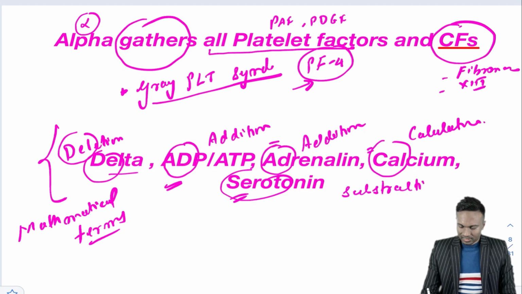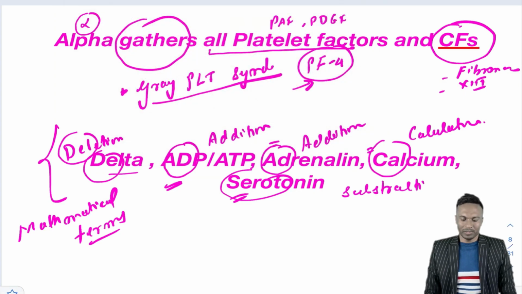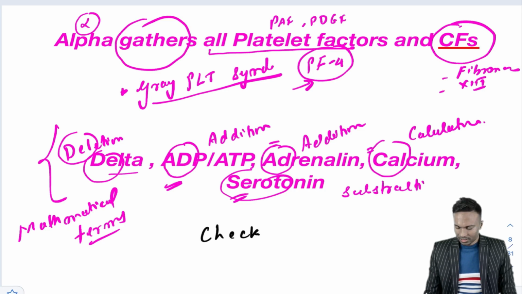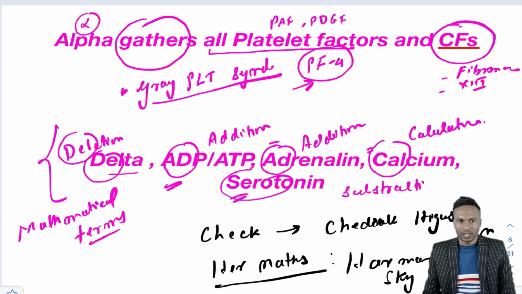So there are two diseases related to what? Related to dense granules or delta granules. We have two disorders, right? So if I am not being sarcastic, I must say girls are good in maths. So check her maths. Check means Chediak-Higashi syndrome, right? Her maths means Hermansky-Pudlak syndrome, right?